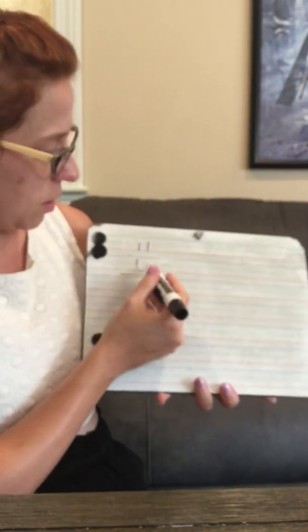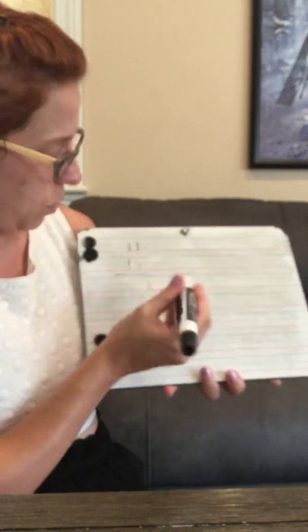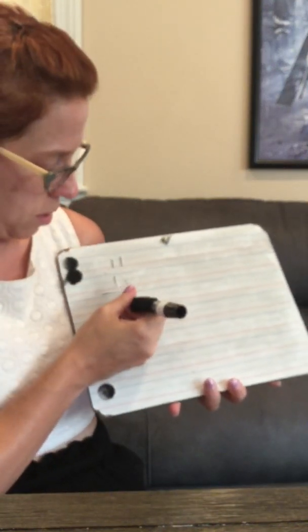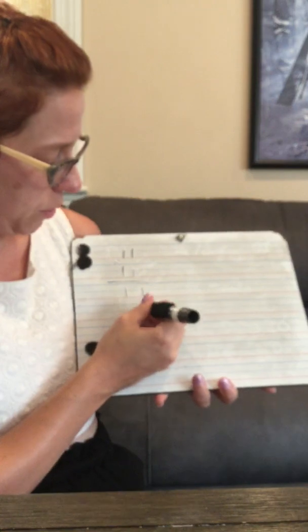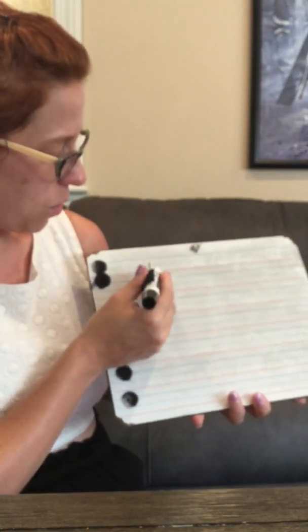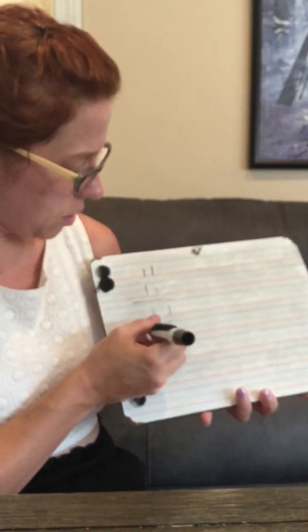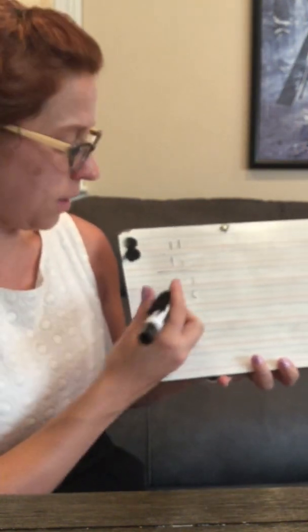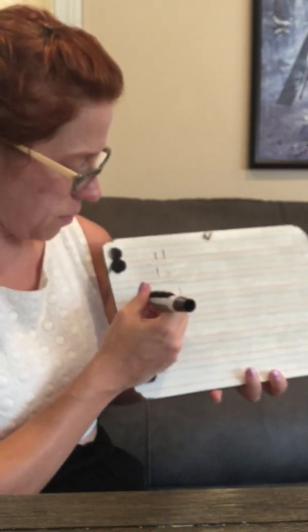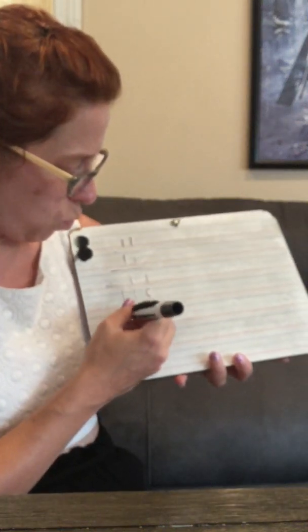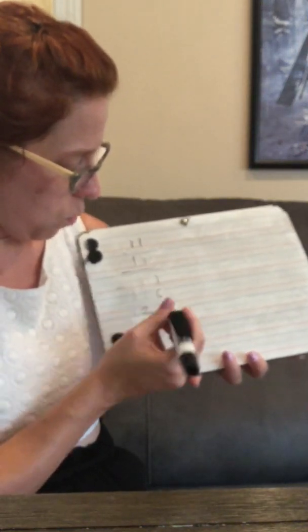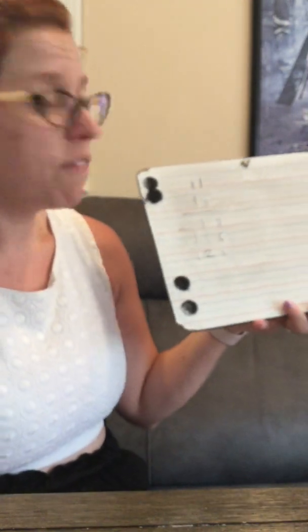So, 1 times 1 is 1. 1 times 1 is 1. Now we're going to put a 0 and do the next part. 1 times 1 is 1. 1 times 1 is 1. Okay? Now we're going to add them up. And that becomes 1, 2, 1. So 11 times 11 is 121.